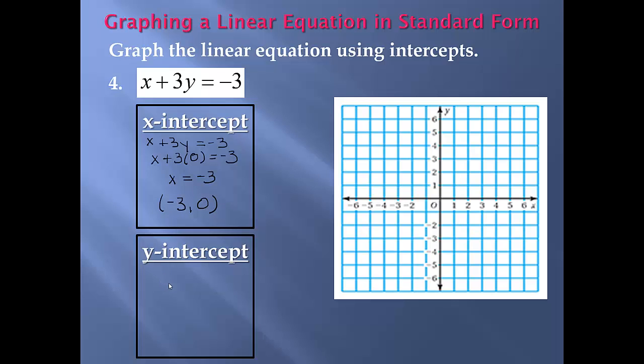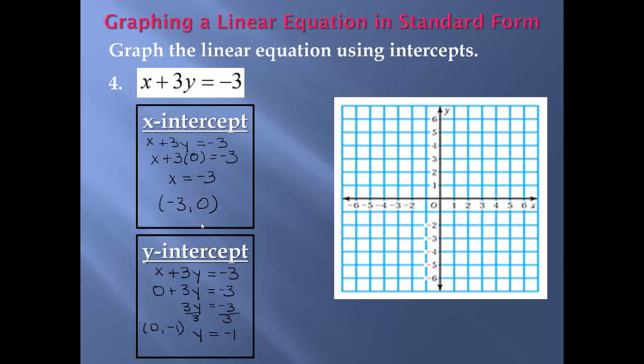Now we'll do the same thing for the y-intercept. Our original equation is x plus 3y equals negative 3. This time we're going to put the 0 in for x, since we're finding the y-intercept. So we have 0 plus 3y equals negative 3. 0 plus 3y is just 3y, so we have 3y equals negative 3. Now we can divide by 3, and we'll have that y equals negative 1, because negative 3 divided by 3 is negative 1. This would be the ordered pair 0, negative 1.